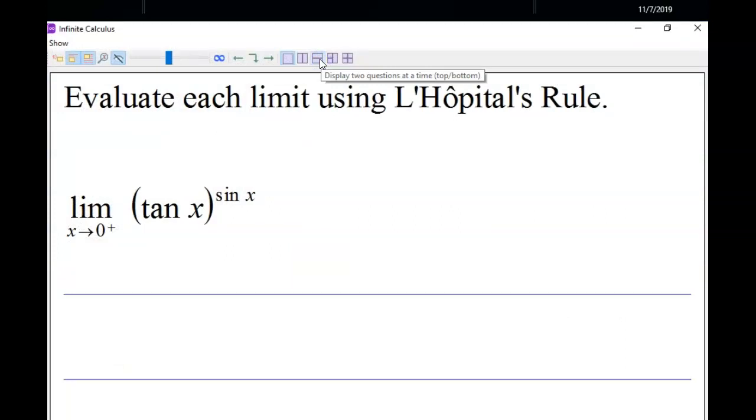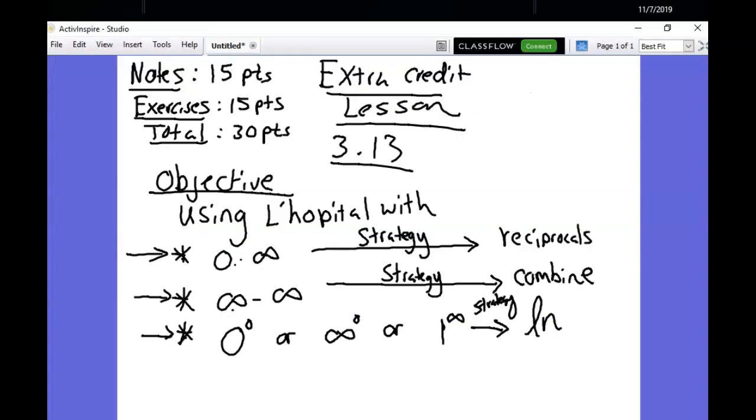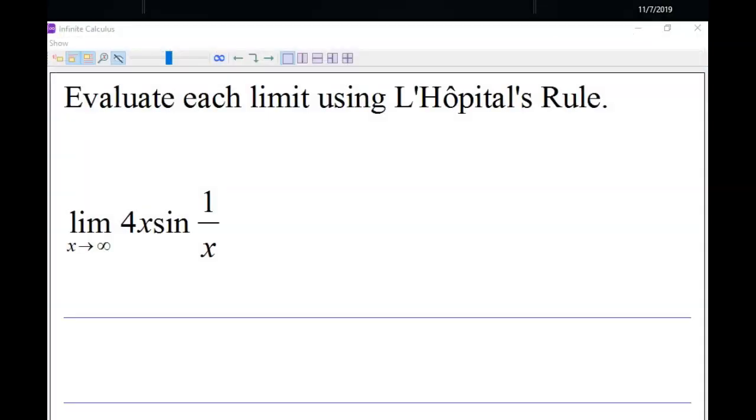All right, so that's one of the uglier ones. Let me see if I can find a better one. We're going to go ahead and start off with this one. This is one of the easier ones. Okay, so by direct substitution, we get 4 times infinity, which is infinity. And then here, we plug in infinity, this whole thing becomes 0, and sine of 0 is 0. And that's an indeterminate form.